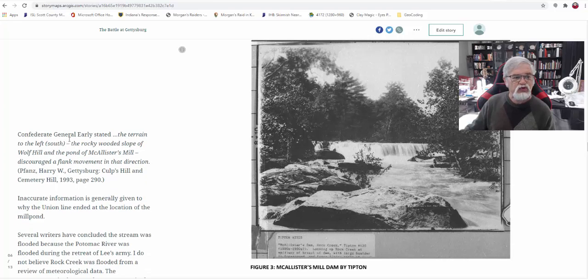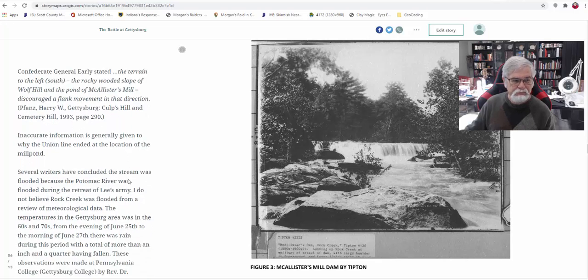And we find that General Early, a Confederate general, also notes that the rocky wooded slopes of Wolf Hill and the pond of McAllister's Mill discouraged a flanking movement in that direction. So instead of striking head on to the Union forces, a flanking movement would mean they would come in at a right angle to the Union forces, which is a much better way of attacking. This is out of a book about Gettysburg and Culp's Hill and Cemetery Hill.